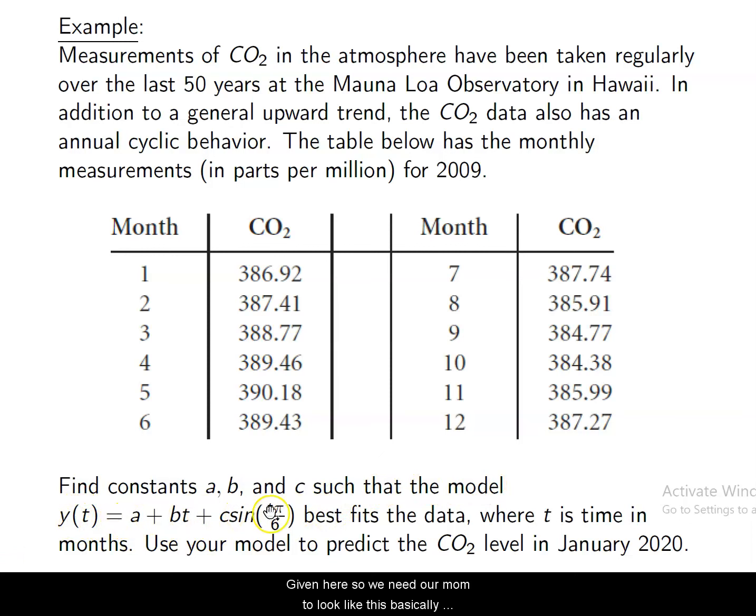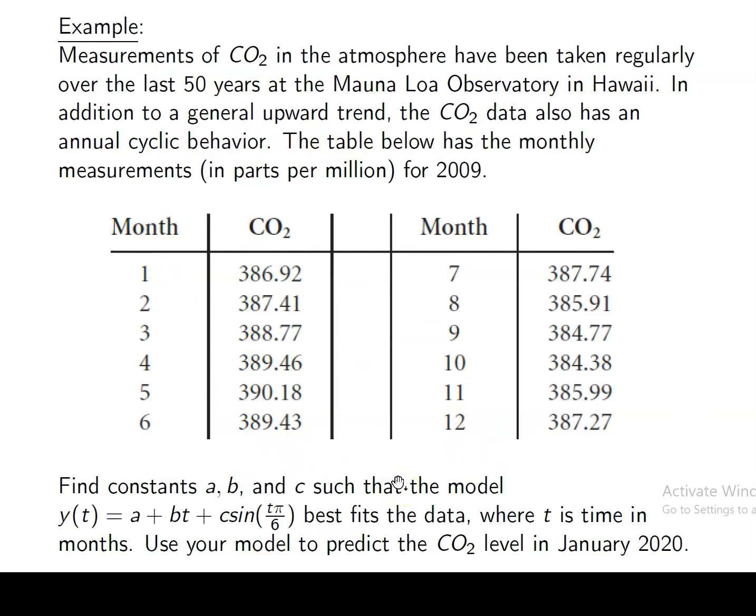So we need our model to look like this. Basically a linear function plus a cyclic sinusoidal function with the given period here, right? Best fits the data where T is time in months. Use your model to predict the CO2 levels in January 2002, right? So again, here, this pi over 6, if you were to divide this by 2 pi, or I guess it's the opposite way, 2 pi divided by this, it'll give you 12 because that's what the period is, right? So this term right here gives us a period of 12 months so that it's cyclic in the annual sense, right?